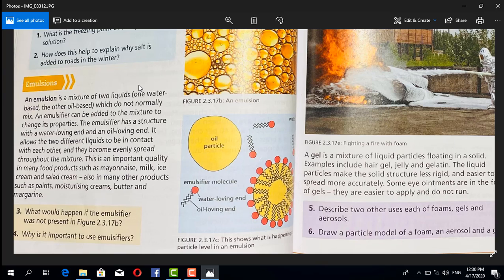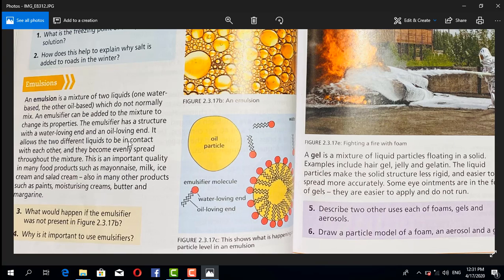Okay, an emulsion here is a mixture of two liquids. One is water-based and the other one is oil-based, which do not normally mix. So an emulsifier can be added to the mixture to change its properties. The emulsifier has a structure with a water-loving and an oil-loving end, so it has both. This is the property of it. It allows two different liquids to be in contact with each other and they become evenly spread.